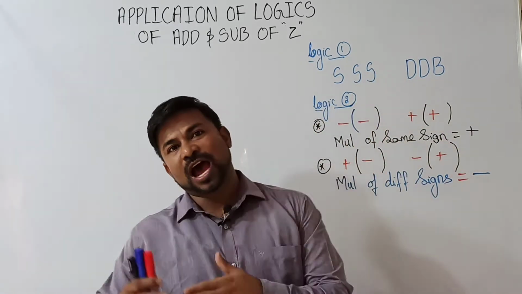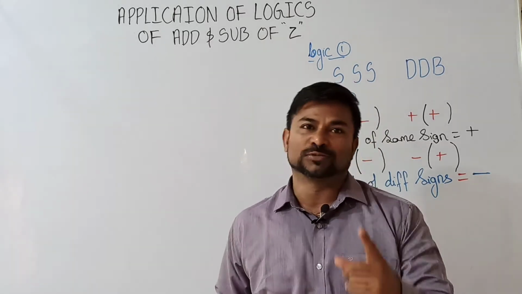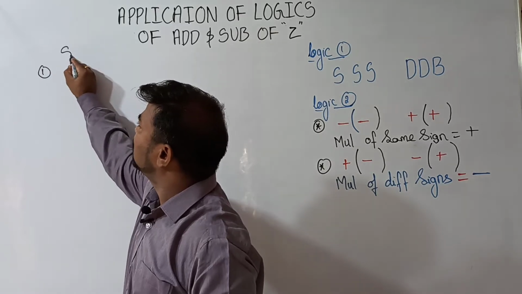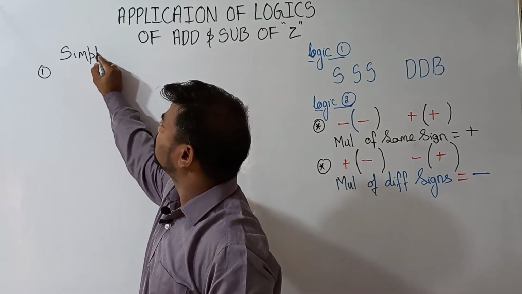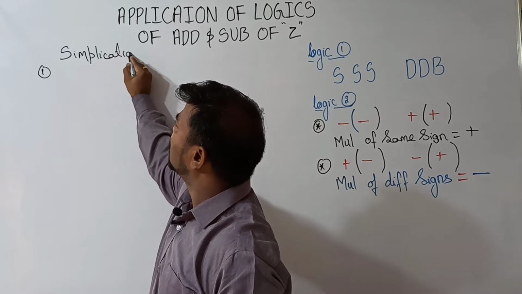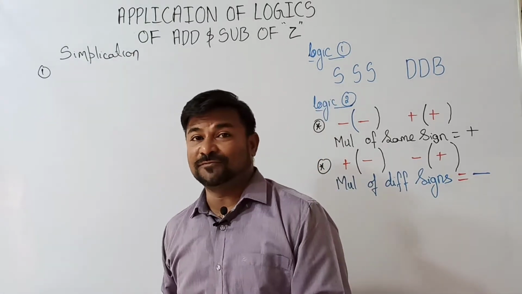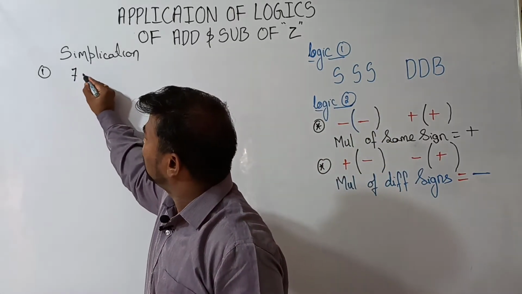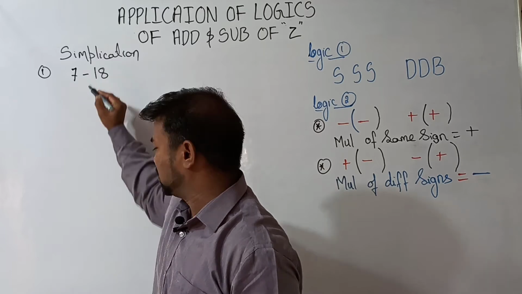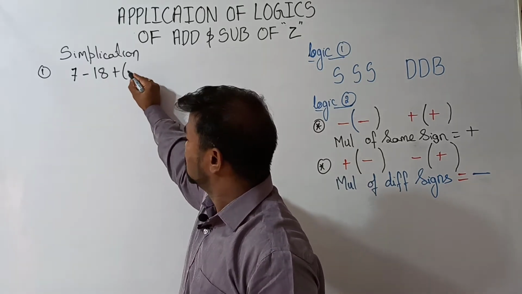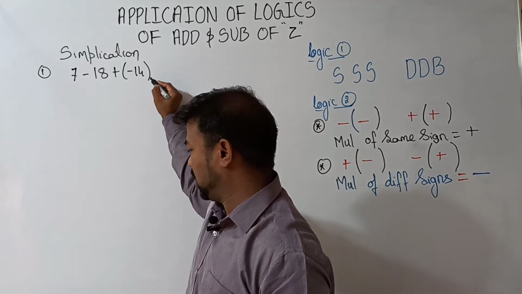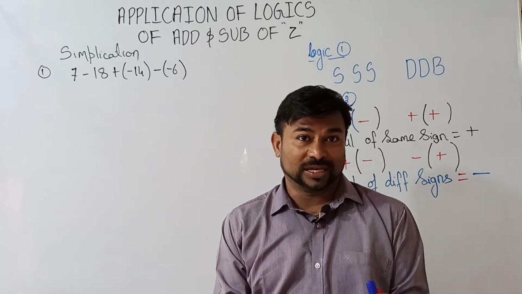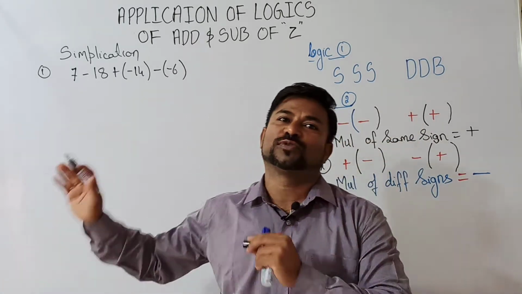So, these two logics I am going to explain with the help of a few sums so that you can understand better. Let me take a question. The concept is simplification. I am going to take a sum and explain my two logics practically. The question goes like this: 7 minus 18 plus minus 14 minus of minus 6. This is the first question I have taken. I am going to explain these two logics for you practically.